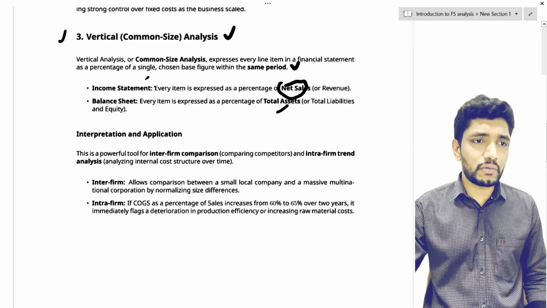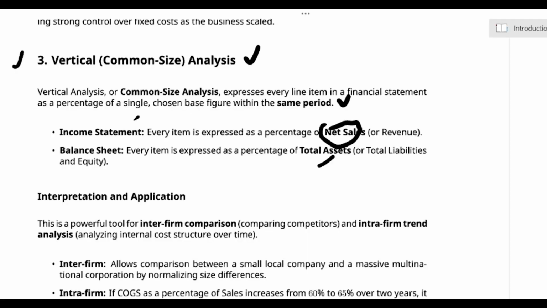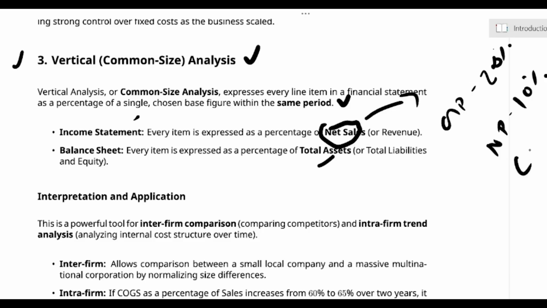So when it comes to the income statement, we can say the gross profit is 20% of sales and net profit is 10% of sales. So we can analyze the financial statement like this: all the income statement items expressed as a percentage of net sales. The cost of goods sold is 60% of total sales. So this is vertical or common size analysis.